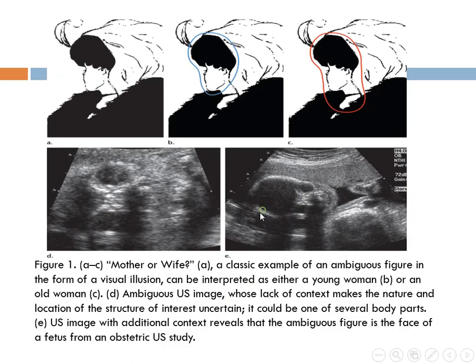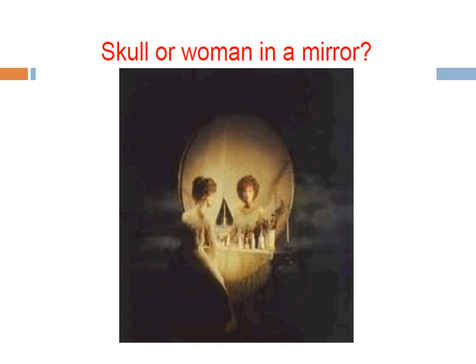We have a very old example, like this lady. Is it a young or old lady? Is it the mother or the wife? If you see it from one side, it's like a young lady; from the other side, like the old one. Also, we have examples like in ultrasound: the first ultrasound image, you don't know what it is, but with additional context, you see that this is the head of the fetus. It's like ambiguous features. Is this a woman in the mirror, or is it a skull? It could be both of them.